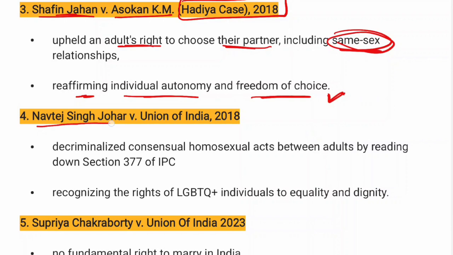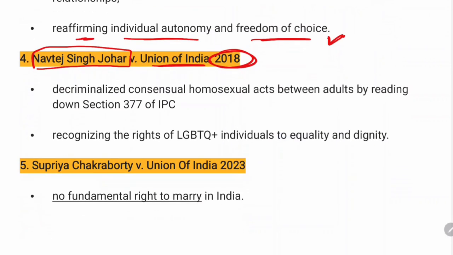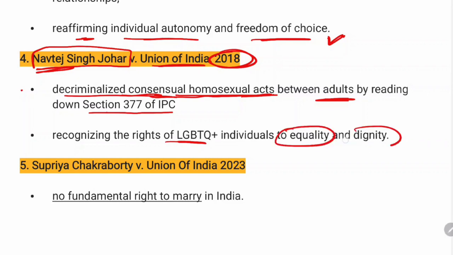Next important case is Navtej Singh Johar versus Union of India case of 2018. In this case, Supreme Court struck down Section 377 of IPC, which had criminalized consensual homosexual acts. So basically, Supreme Court decriminalized consensual homosexual acts between adults through this judgment of Navtej Singh Johar case. In this case, Supreme Court recognized the rights of LGBTQ plus individuals to equality and dignity.